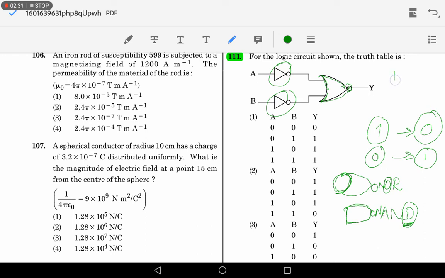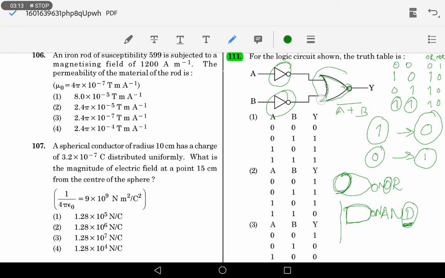So for 1 0, the OR gate gives 1. For 0 0, the OR gate gives 0. For 0 1, the OR gate gives 1, and for 1 1, the OR gate gives 1. Either of the two numbers must be 1 so that it gives 1. We usually symbolize the OR gate as A plus B. The NOR gate is indicated as A plus B the whole bar. So if this is for the OR gate, the NOR gate will have 1 0 0 0.